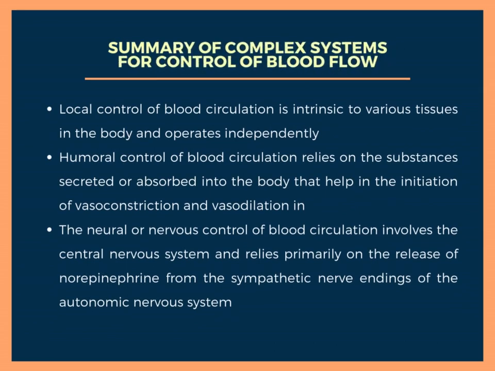Local control of blood circulation is intrinsic to various tissues in the body and operates independently. Humoral control of blood circulation relies on substances secreted or absorbed into the body that help in the initiation of vasoconstriction and vasodilation. Lastly, the neural or nervous control of blood circulation involves the central nervous system and relies primarily on the release of norepinephrine from the sympathetic nerve endings of the autonomic nervous system.